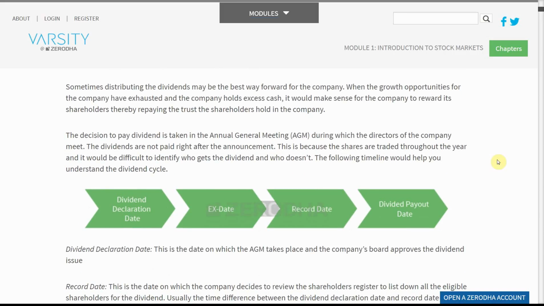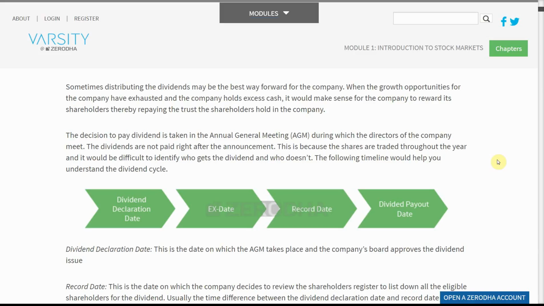Sometimes distributing the dividends may be the best way forward for the company. When the growth opportunities for the company have been exhausted and the company holds excess cash, it would make sense for the company to reward its shareholders, thereby repaying the trust the shareholders hold in the company. The decision to pay dividend is taken in the annual general meeting, AGM, during which the directors of the company meet. The dividends are not paid right after the announcement.